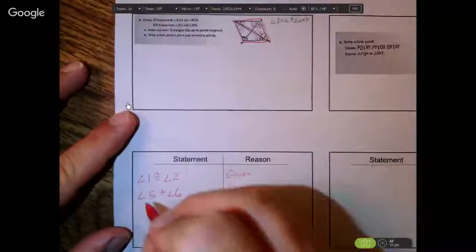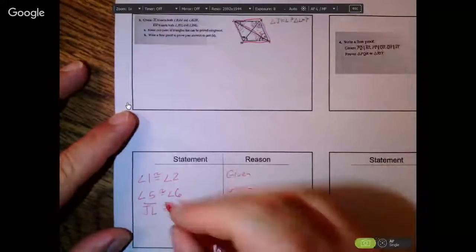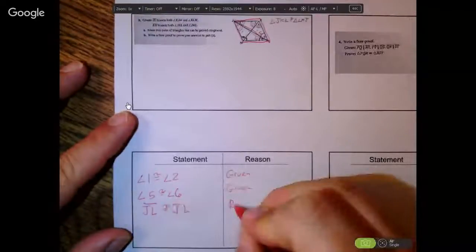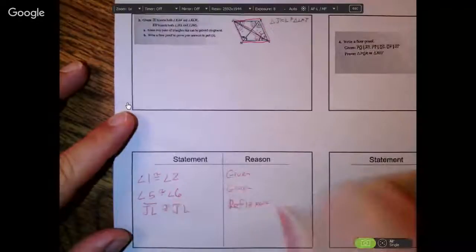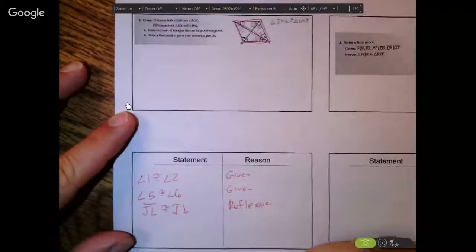JL is congruent to JL. That's reflexive. Are we not going to write the other 3 angle and 4 and 70? Does reflexive mean common sense? We don't need to. Triangle JKL is congruent to LMJ because of angle side angle. We're done.